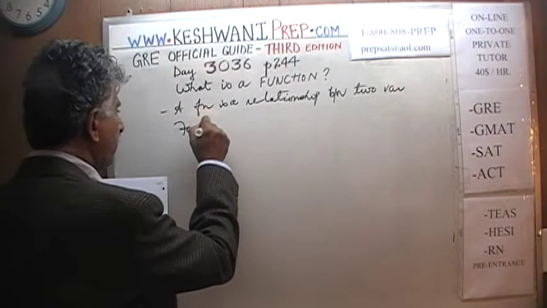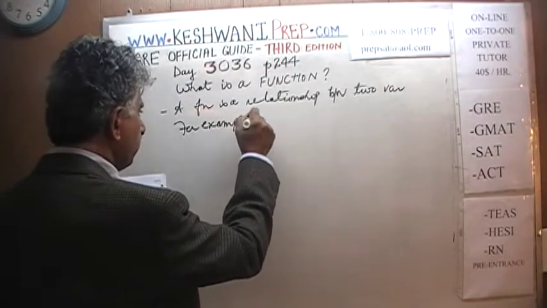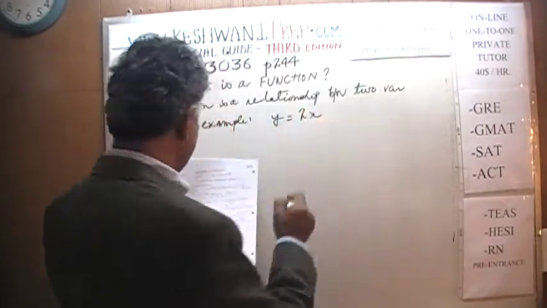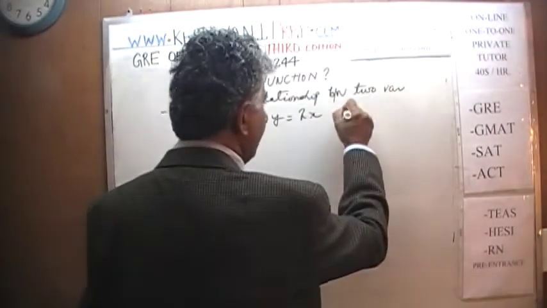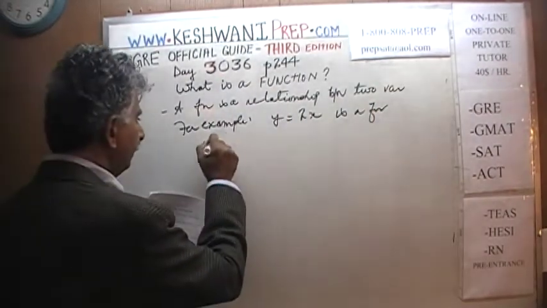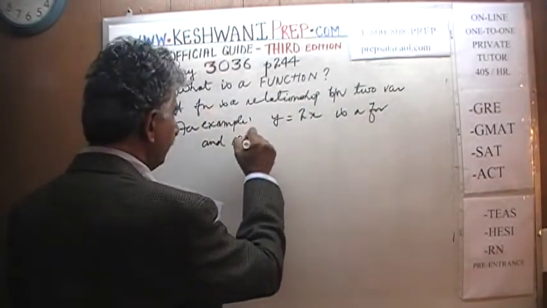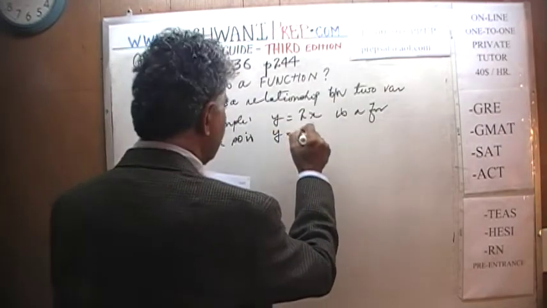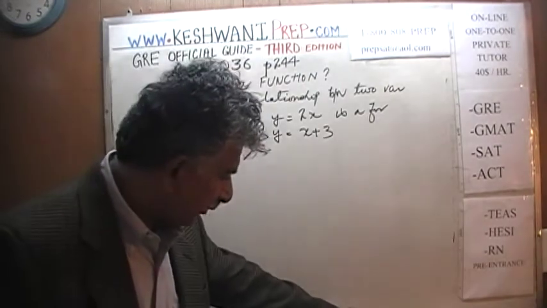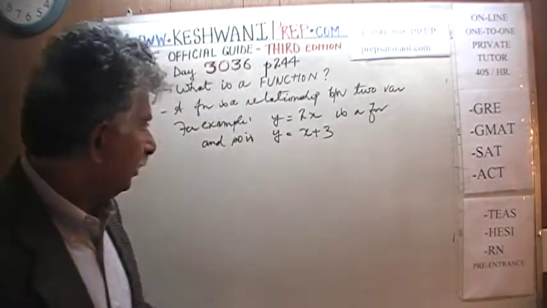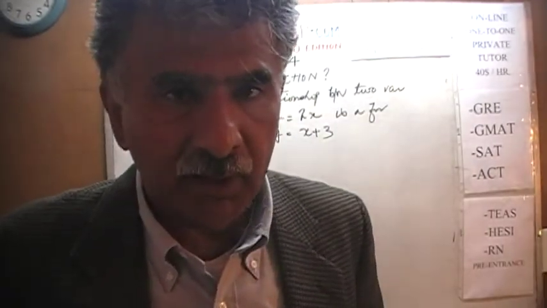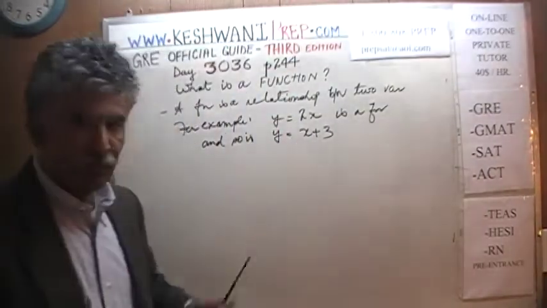For example, there's a relationship y equals 2x. That's a function. Y equals 2x is a function. And so is y equals 2x plus 3. But as we can clearly see, these two are two different relationships. The nature of the relationship between the variable x and the y is very different in this relationship.